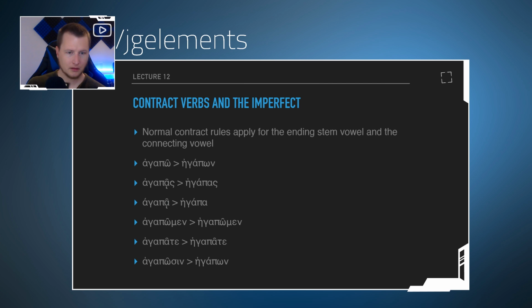And then in the first person plural, egapomen, egapomen. The only difference here between this and the first person plural active is the augment. And same with the second person plural. Okay? Third person plural is identical to the first person singular. Egapon. Cool. So that's the alpha contract.